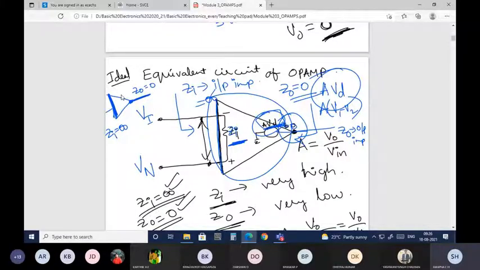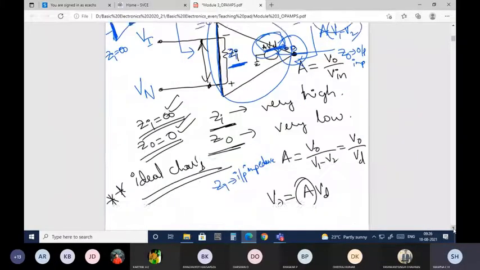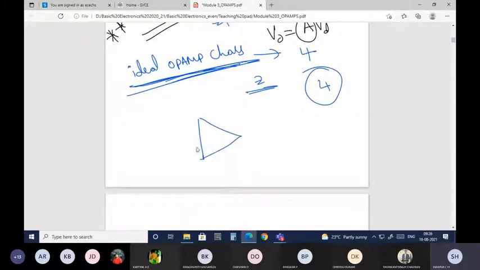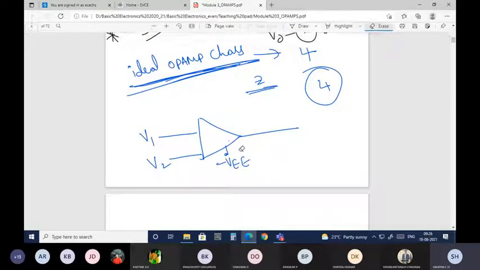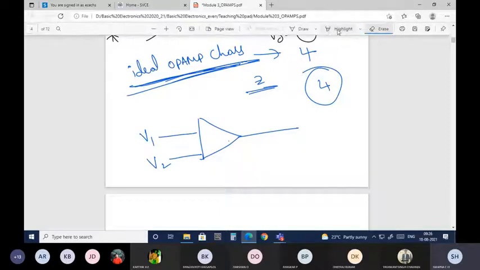And in the exam, most of the people just drew the symbol, something like this. Maybe V1, V2, and this is my output. Even if you don't specify plus VCC and minus VEE, it doesn't matter. But all three terminals should be there compulsorily, this terminal and this terminal. Even if you don't connect plus VCC and minus VEE, it's okay, no problem. But this should be there.